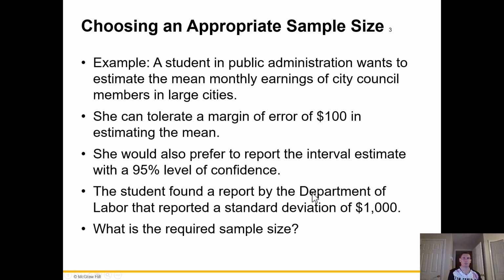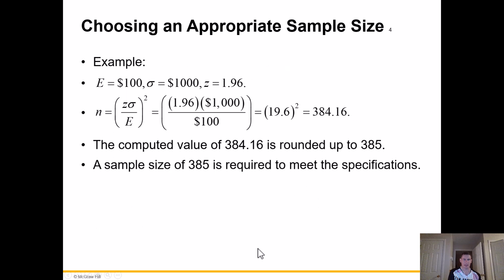So as an example, a student in public administration wants to estimate the mean monthly earnings of city council members in large cities. She can tolerate a margin of error of $100 in estimating the mean. She'd prefer to report the interval estimate with a 95% level of confidence. The student found a report by the Department of Labor that reported a standard deviation of 1,000. So what then would be the required sample size?